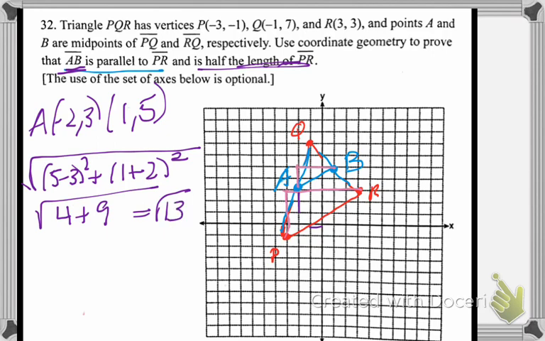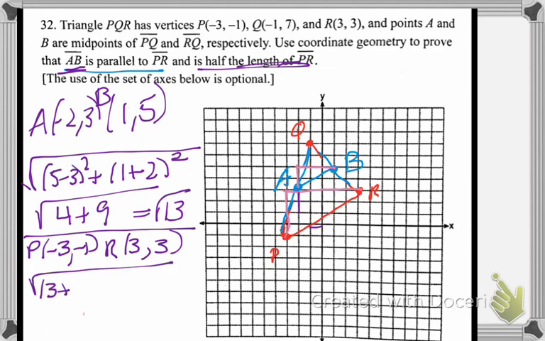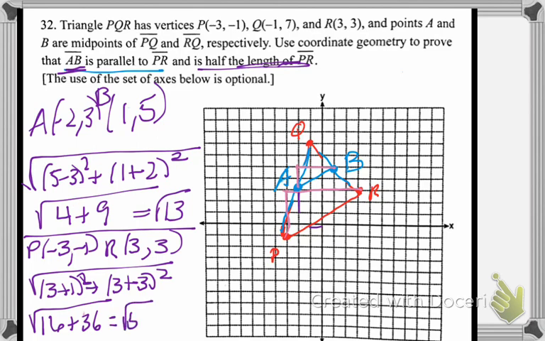Okay, then this was B over here. Okay, so radical 13. Now we have to find the length of PR. So P is the point -3, -1, and R is 3, 3. So we're going to do the distance formula again. y2 minus y1 squared plus x2 minus x1 squared. And this is going to give us 4 squared, which is 16, and 6 squared, which is 36, and that is going to give me the square root of 52.